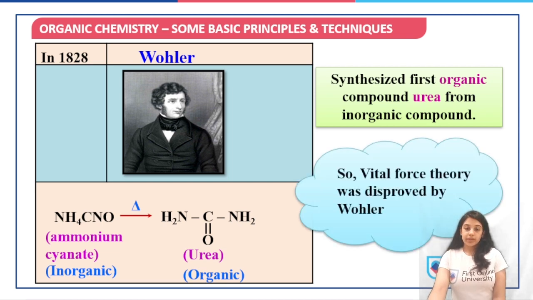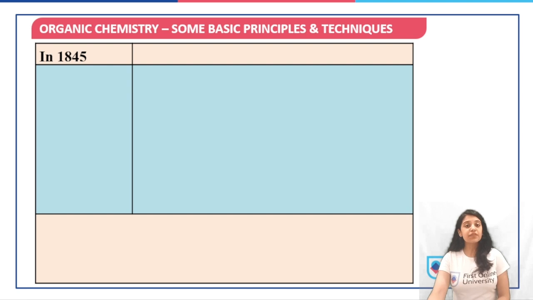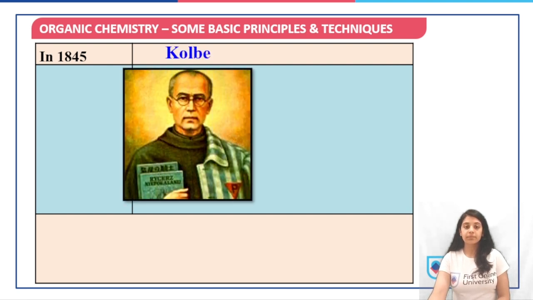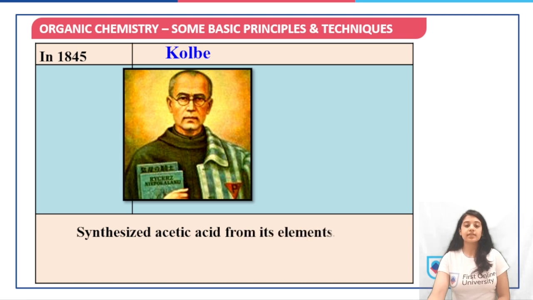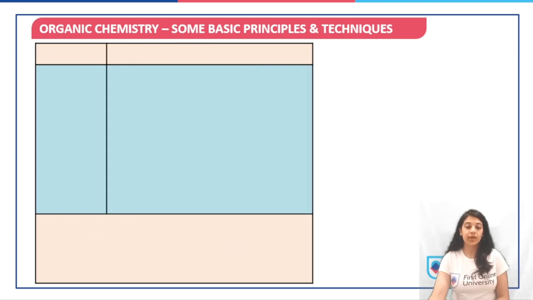So the vital force theory of the last scientist was disproved by Wohler. The scientist that we were talking about, he actually proposed that there was a vital force that was required for the formation of organic compounds, but Wohler proved him wrong by synthesizing an organic compound by simply heating an inorganic compound. In 1845, then came the scientist Kolbe, who actually synthesized acetic acid from its elements. So acetic acid is CH3COOH, right? So he synthesized it from these elements only.